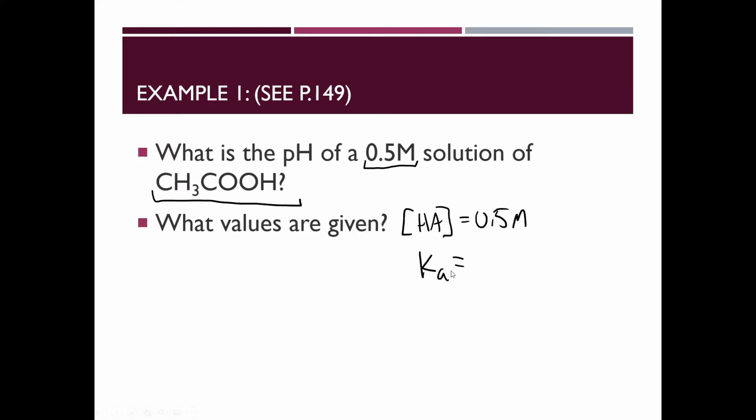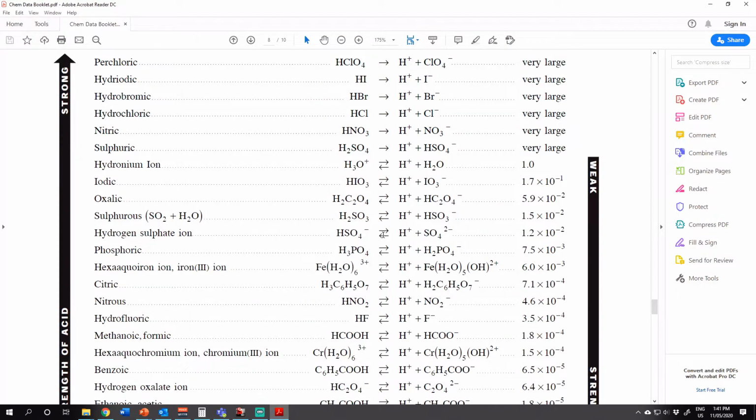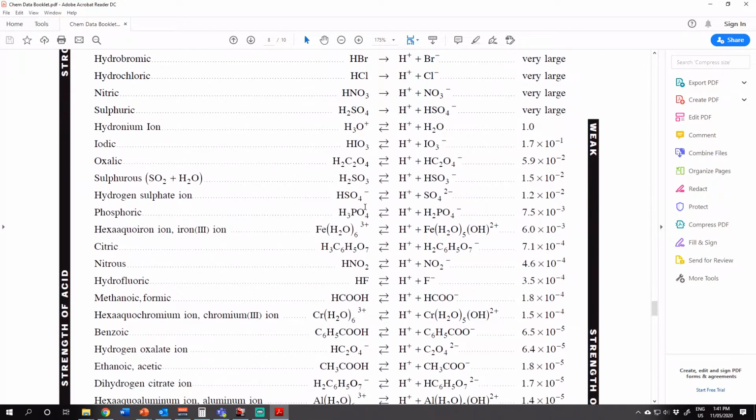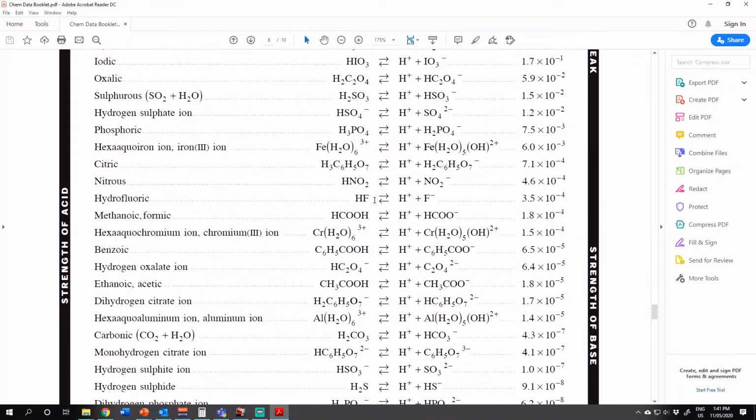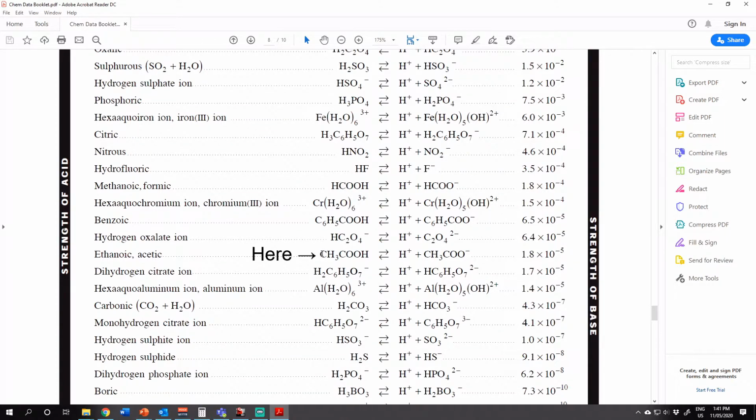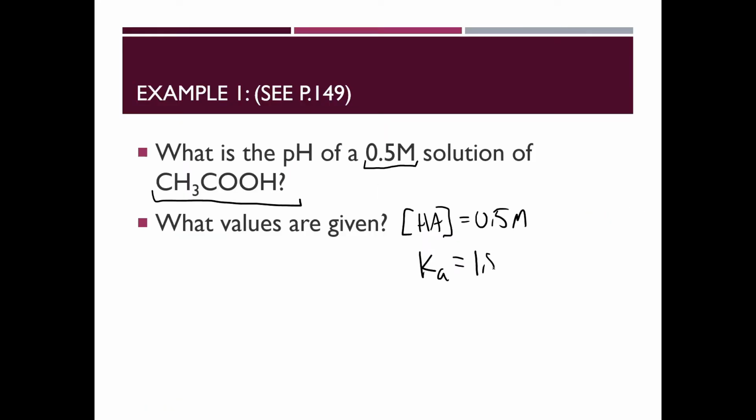Let's just do that real quick. Okay, so here's the table. We're looking for CH3COOH. There it is, acetic acid. It has a Ka of 1.8 times 10 to the negative 5. Alright, now where do we go from here?